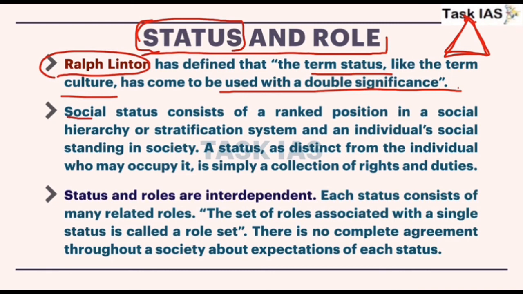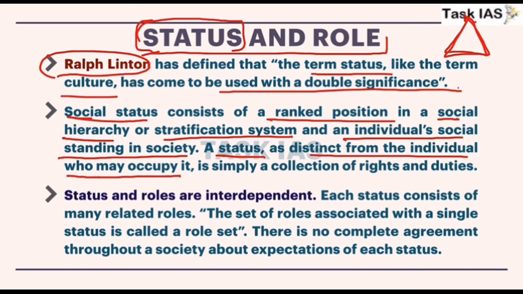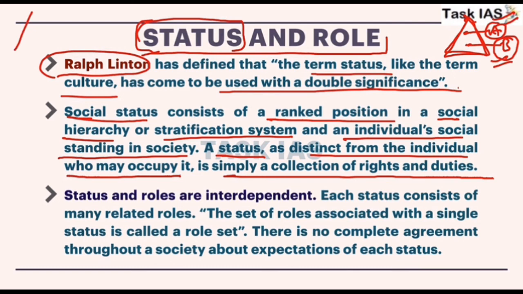So social status consists of a ranked position in a social hierarchy or a stratification system and an individual's social standing in a society. A status, as distinct from the individual who may occupy it, is simply a collection of rights and duties. So it shows that if an individual has some status, maybe at point A or maybe at point B, it is related with some kinds of duties and rights. For example, if someone has the status of central patriarch in the system in northern India, especially in joint families, then he will have some duties of maintaining that large joint family, as well as certain rights, that the younger generation or entire family members have to follow his orders.